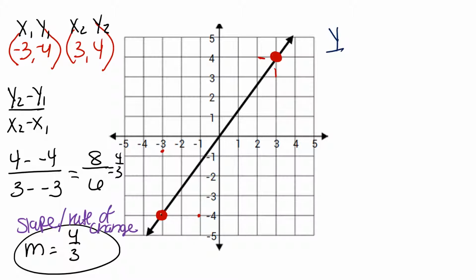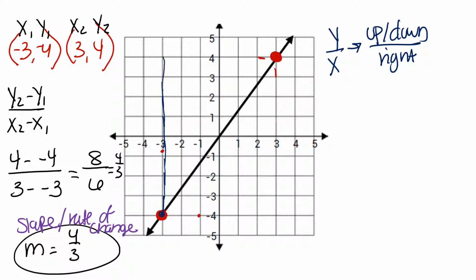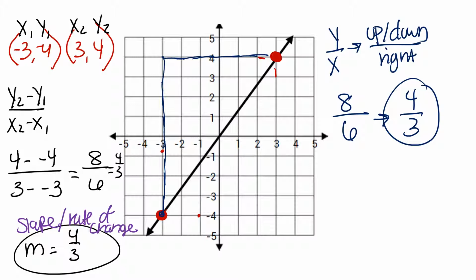We could also use our fraction y over x if you prefer this method. We go up or down first, and then always to the right. So going from one point to the other, starting here at the bottom, I go up 1, 2, 3, 4, 5, 6, 7, 8. Up 8 is positive. And right 1, 2, 3, 4, 5, 6. We can simplify this fraction into 4/3. Again, you get the same answer because either method will work for any problem.